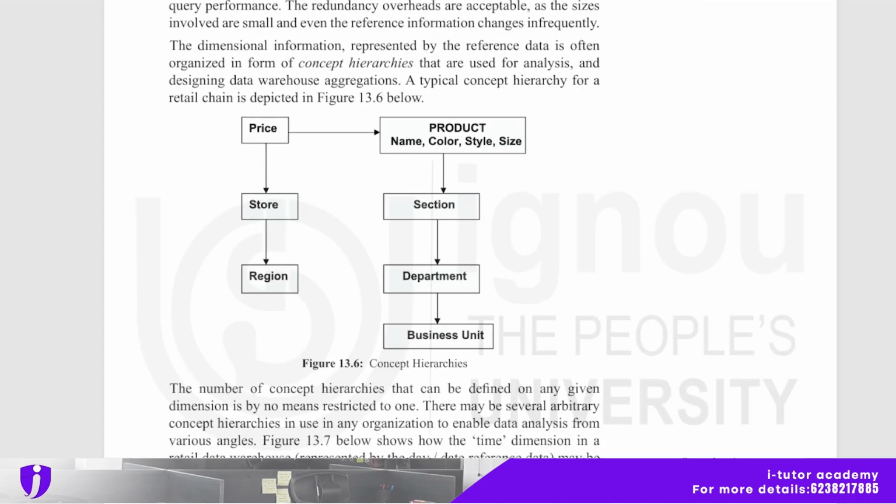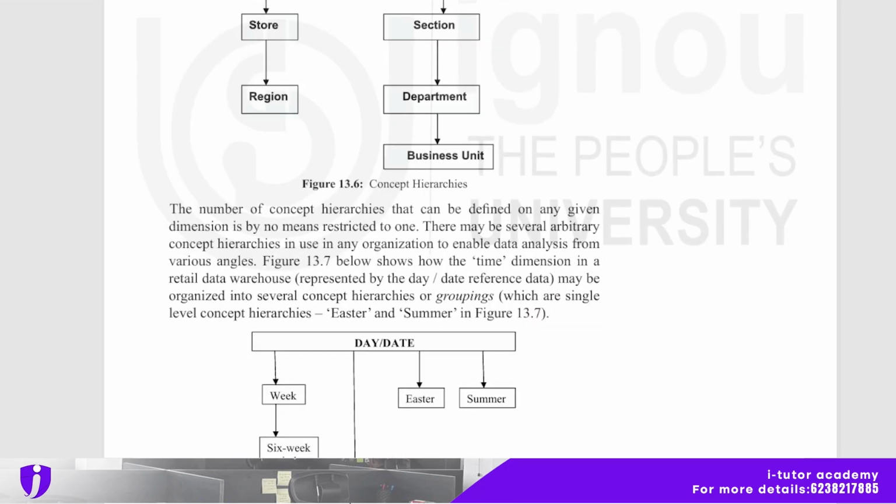The dimensional information represented by the reference data is often organized in the form of concept hierarchies that are used for analysis and for designing data warehouse aggregation. A typical concept hierarchy for a retail chain is depicted. So here is figure 13.6, that is concept hierarchies. There is price, and it goes to product, with name, color, style, size, etc. Then price, store, region, section, department, business units.